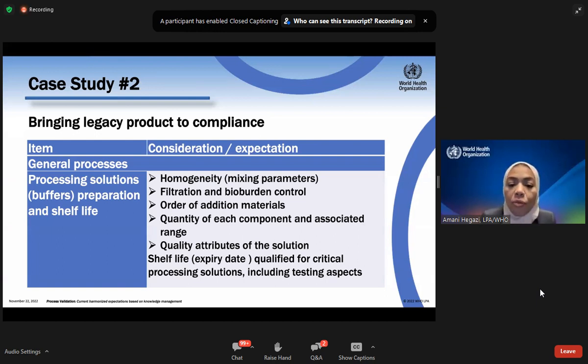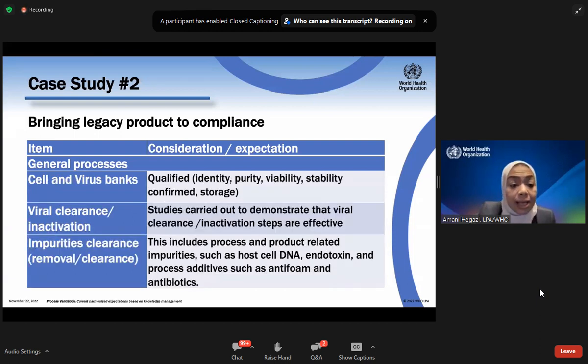Order of addition of material and the sequence of processing are well defined. Quantity of each component and associated range are established. Quality attributes of the solution, shelf life, and expiration date of the prepared solution are qualified for critical processing solutions, including testing aspects. For cell and virus banks, they are qualified.